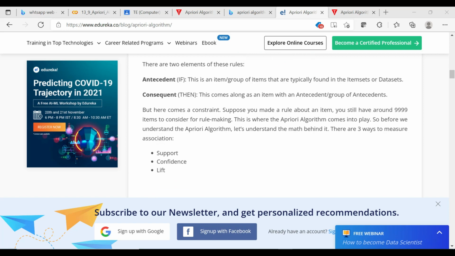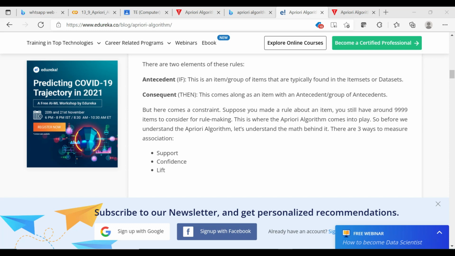But here come the constraints. Suppose you made a rule about an item. You will be surrounded by 9,999 items to consider for rule making. This is where the Apriori algorithm comes into play.